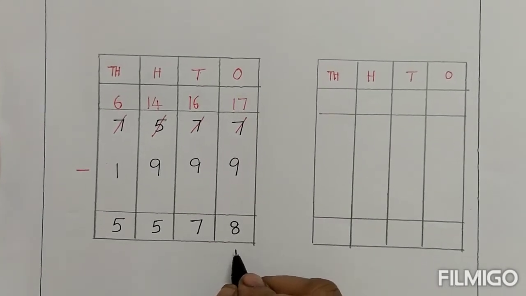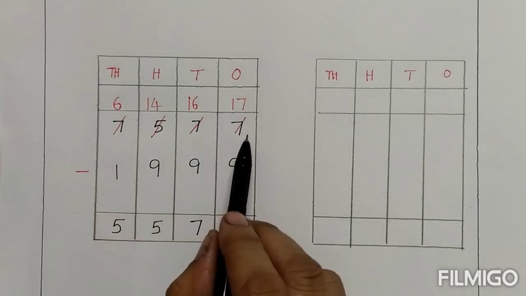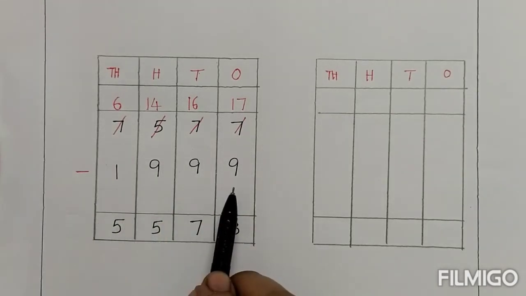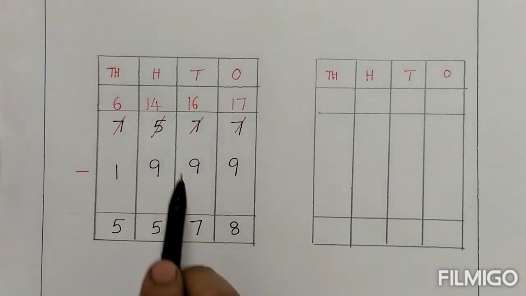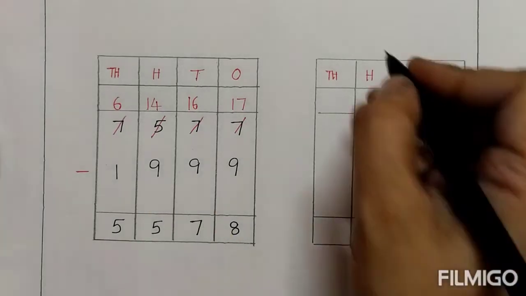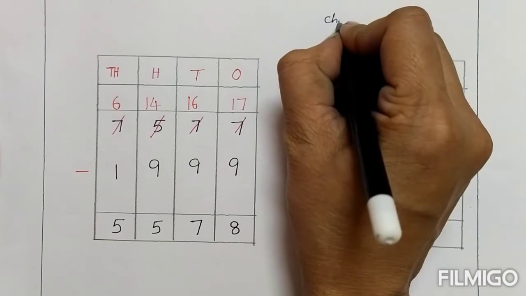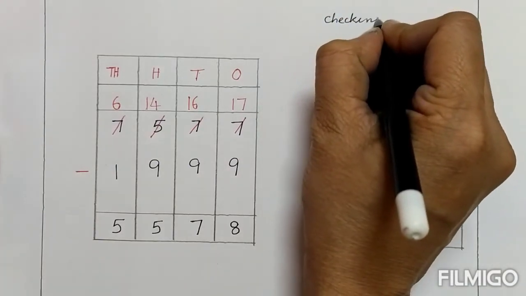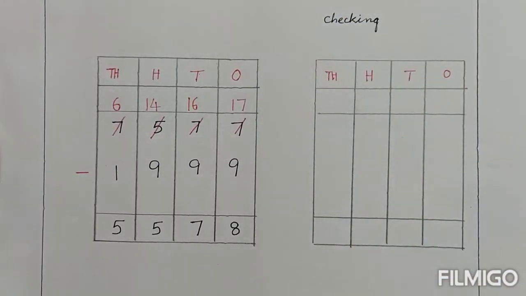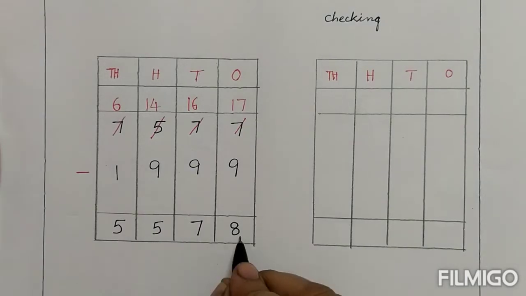5578, and this is our first number, this is our second number. This is the difference of these two numbers. Now for checking, right here for checking. Checking, what we have to do now? We have to take the difference.